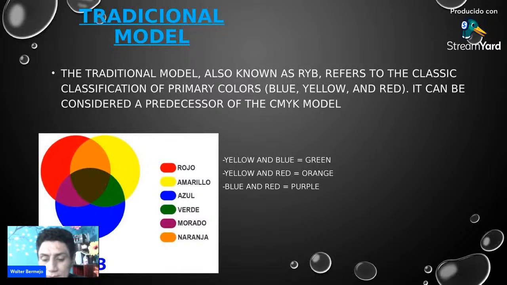Traditional model. The traditional model, also known as RYB, refers to the classic classification of the primary colors into red, yellow, and blue. It can be considered a predecessor of the CMYK model. According to this model, mixing the primary colors results in the following secondary colors: yellow and blue, green; yellow and red, orange; blue and red, purple.